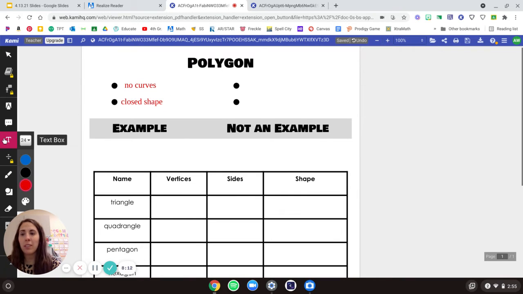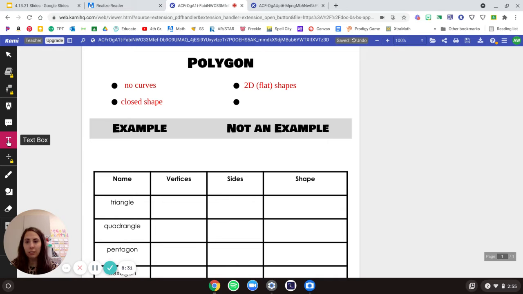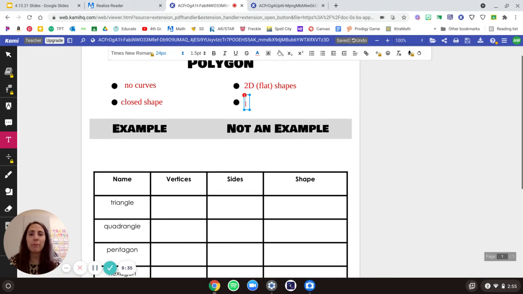Okay? So some other things that I want us to remember. Our polygons have to be 2D, which means flat, just a drawing, shapes. Nothing 3D like a cube or a sphere or a cone. It has to be flat shapes. Okay? So no curves. It has to be closed. And they're 2D flat shapes.